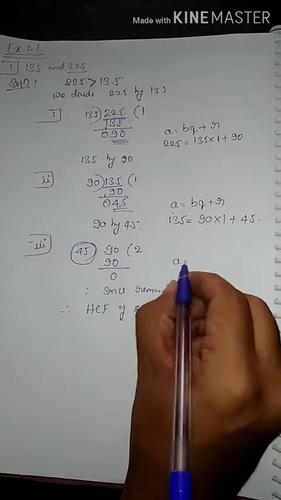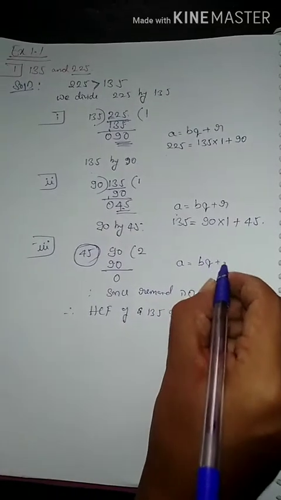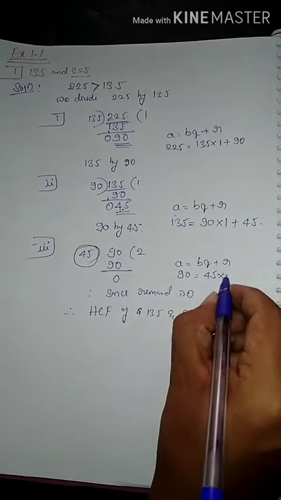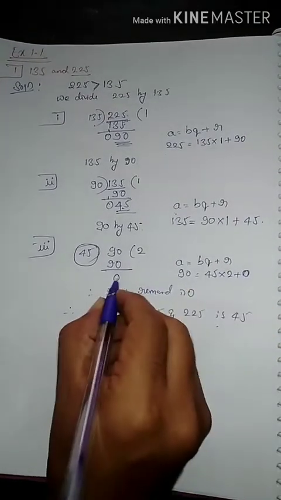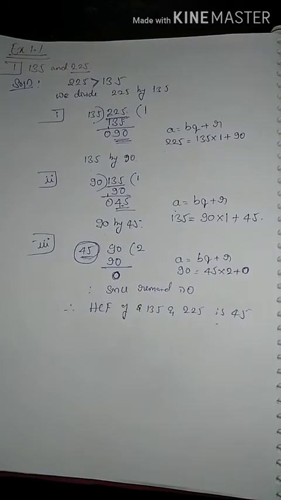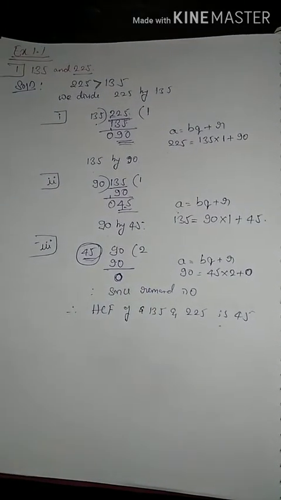Then again according to the Euclid division lemma, a is equal to bq plus r. So a is 90 here, equal to b is 45 into quotient 2 plus remainder 0. So here the remainder is 0.